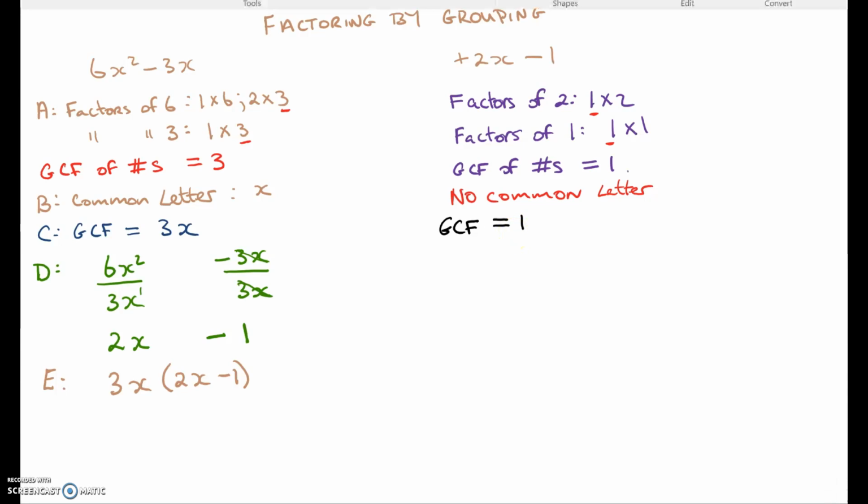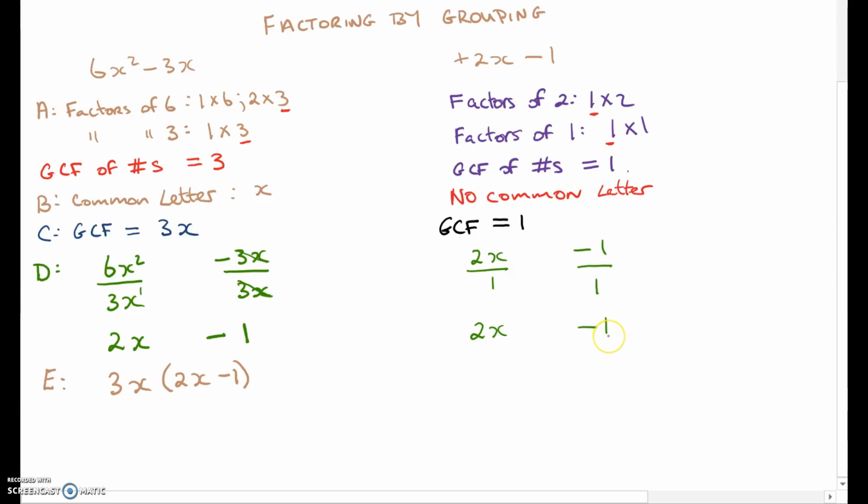So once you find the GCF, the next step, we're down to step D, and that's the division step. So we have 2x and minus 1 divided by 1. Well, anything divided by 1 is just unchanged, so that's 2x, that's minus 1. And then we'll put that together with a 1 on the outside and a 2x minus 1 on the inside, because the GCF was 1. The good news is that these two are the same as one another.